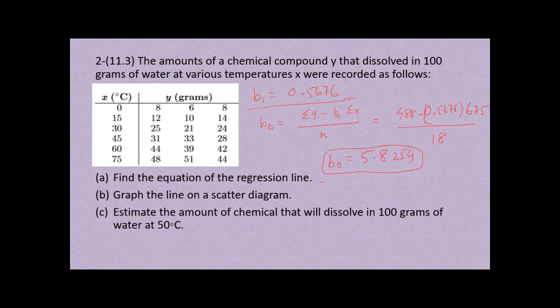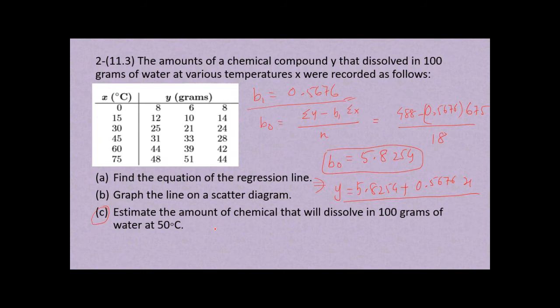So we got both B0 and B1. Therefore, the answer for A, the regression line, y is equal to B0, 5.8254, plus 0.5676 times x. This is the regression line. Now I'm solving C, then we will go for scatter graph.